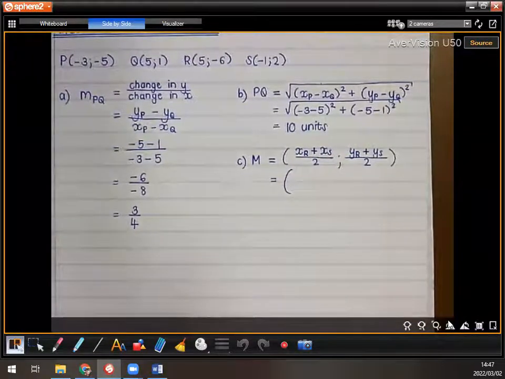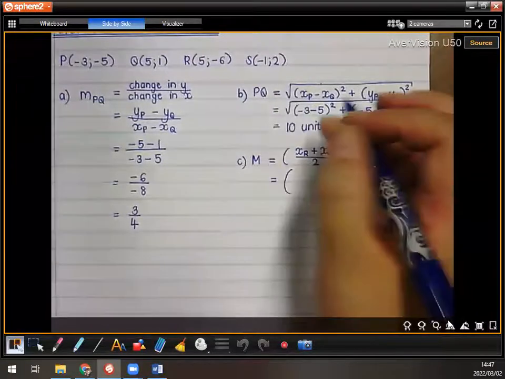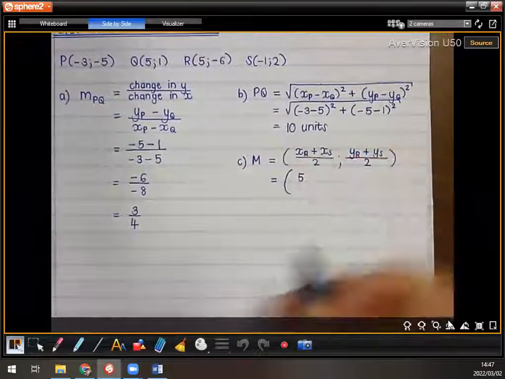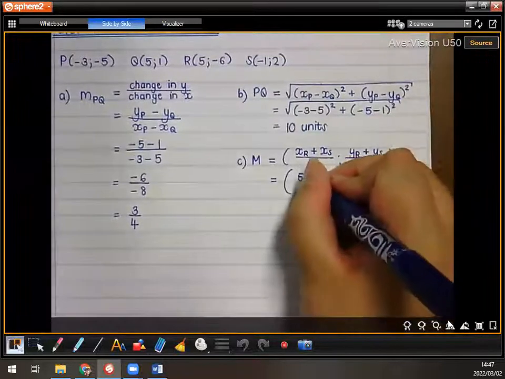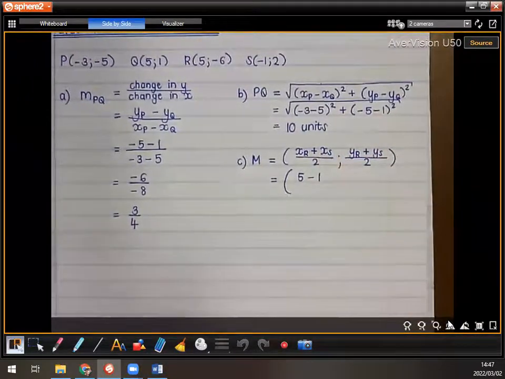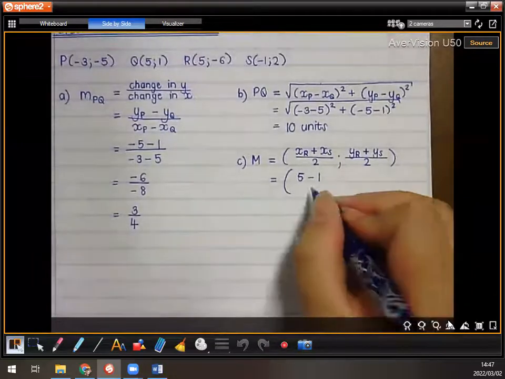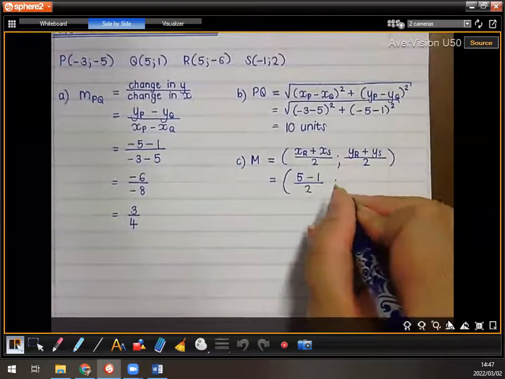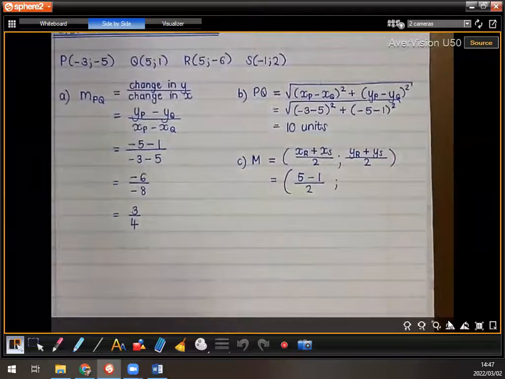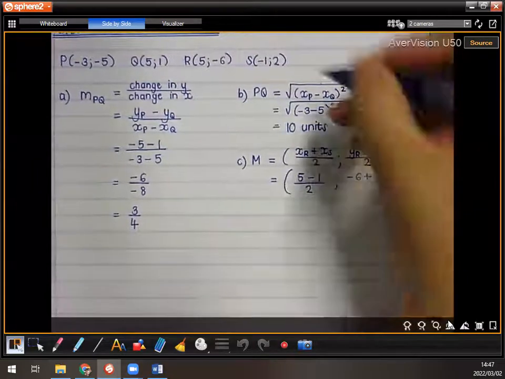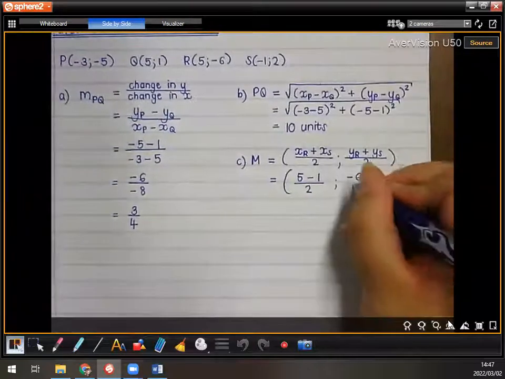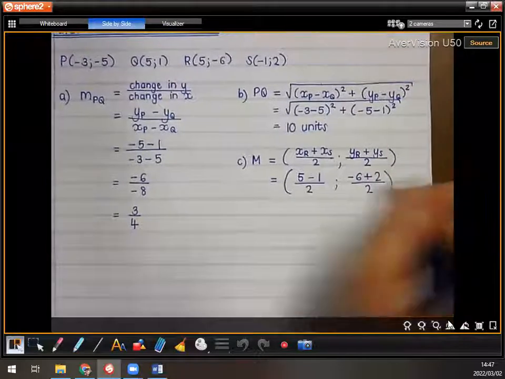Okay, so the x value of r is 5. Now the x value of s is -1, so I'm just going to write -1, right? 5 plus -1 is the same as -1 over 2. The y value of r is -6 plus the y value of s, which is 2. That is also over 2.